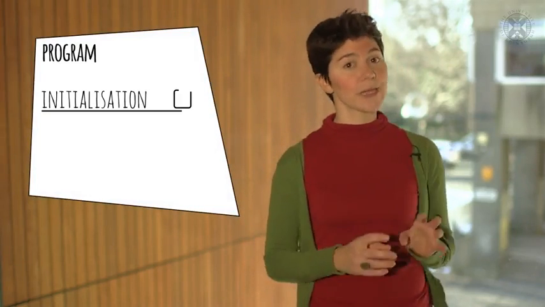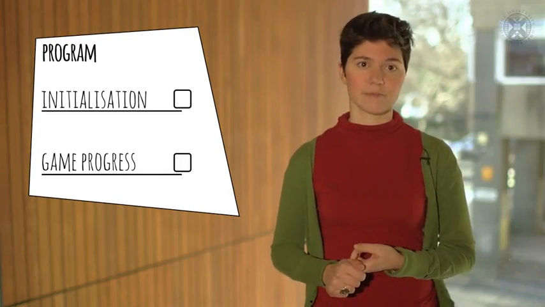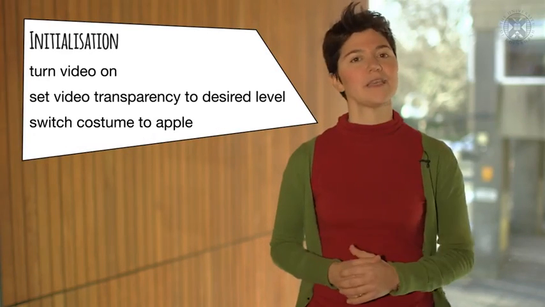Now let's think about the code design. We can decompose the program in two main parts: the initialization of the game and the game progress. The game initialization involves turning the camera on to record so that the user can see him or herself. It also involves starting with some particular fruit, say the apple. So these are the steps during the game initialization.